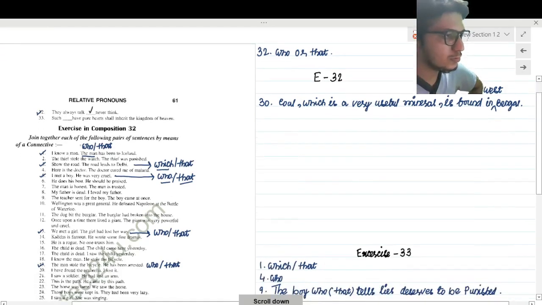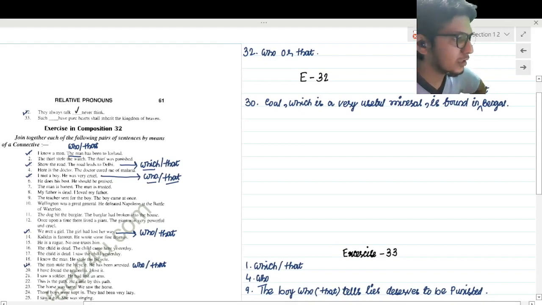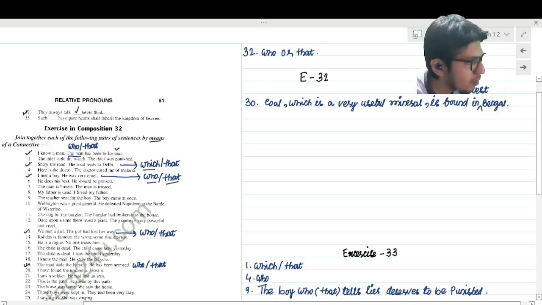Now we are going to do exercise 32. Join together each of the following pairs of sentences by means of a connective. I know a man who or that has been to Iceland. Show the road which or that leads to Delhi. And question number 5. I met a boy who or that was very cruel.